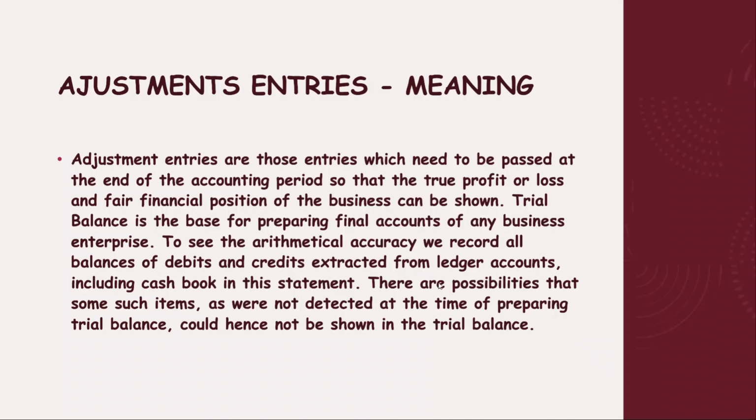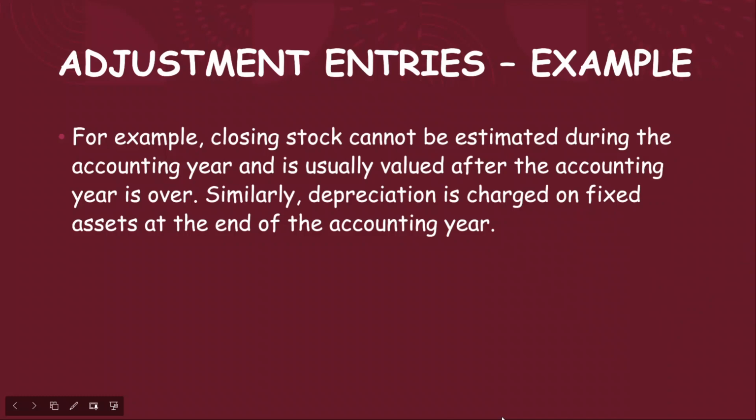There is a possibility that some items that were not detected at the time of preparing the trial balance could not have been shown in it. By mistake, the trial balance may not have shown those figures which we could not detect, that have been omitted or not recorded in the ledger. So an example for this adjustment entry is your closing stock.